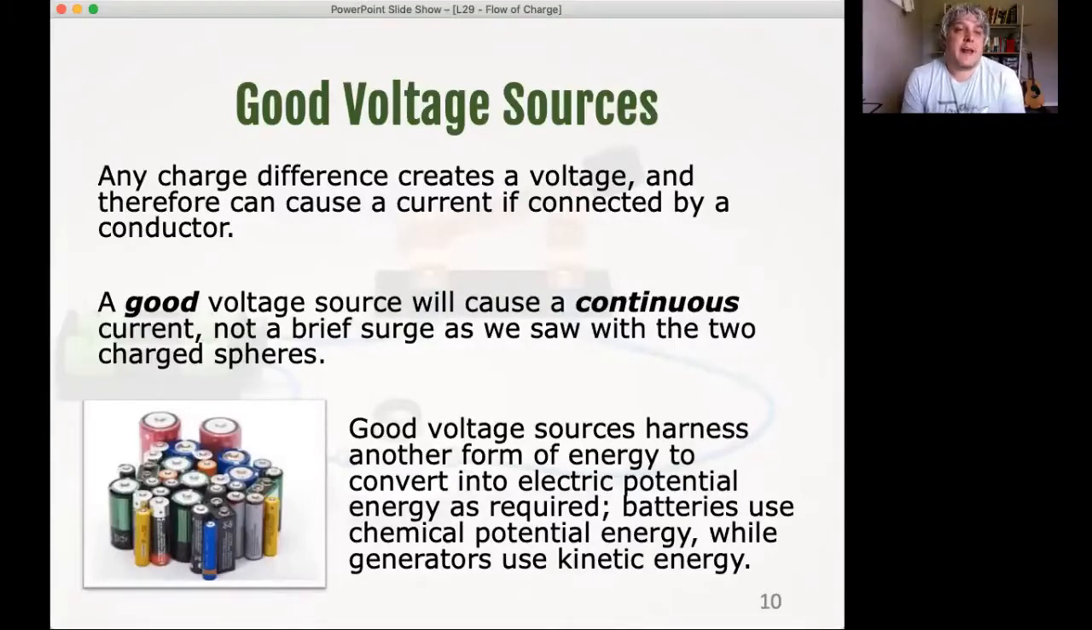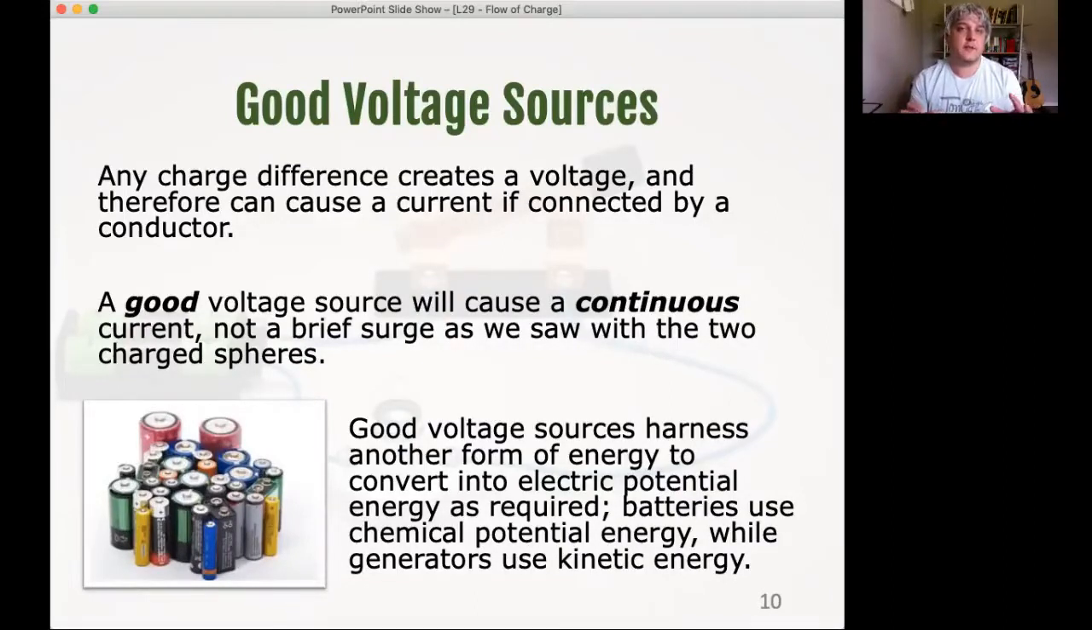So anything that has a charge can create a voltage. It does create a voltage, but it's not always going to be a good voltage source. It's not a reliable source if it just disappears really quickly, like those two metal spheres. So a good voltage source is something which will cause a continuous current, not just a brief surge like we saw with the two charged spheres.